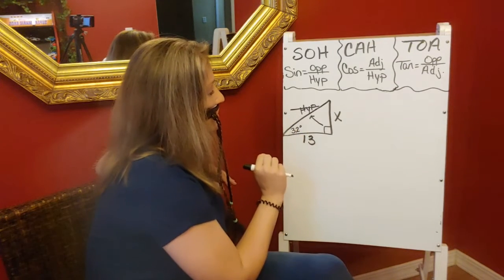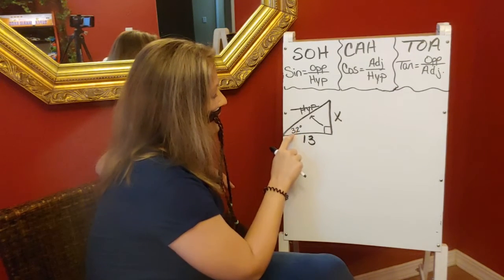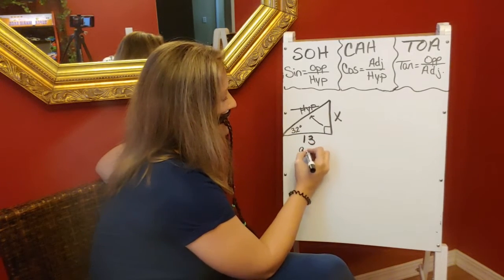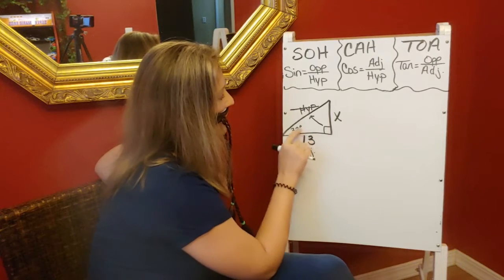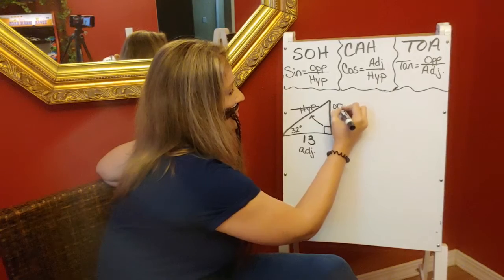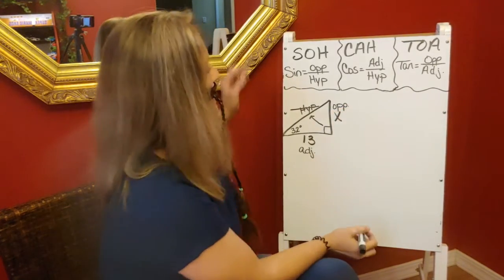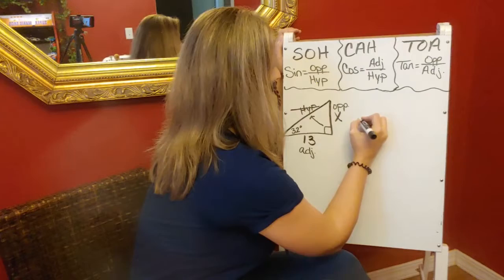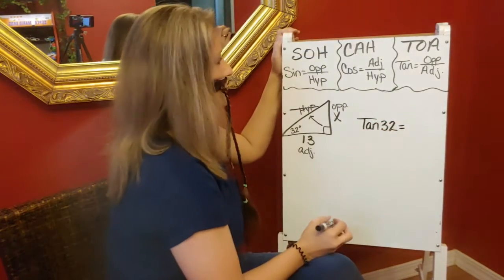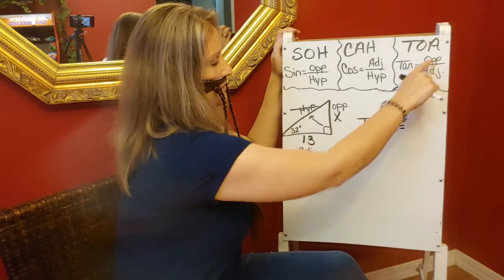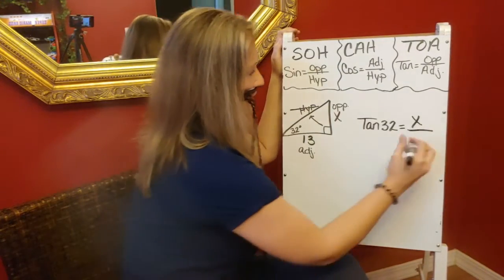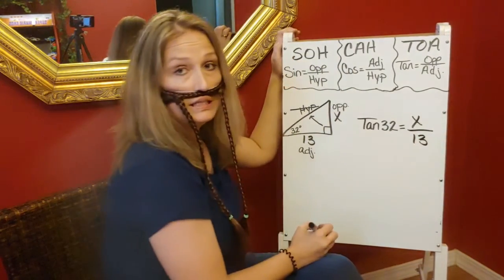So let's look at this 32 degrees. From 32 degrees, the side that helps make up that angle is 13. So I know this is my adjacent side. And opposite 32 degrees is my x. So this is my opposite side. So I'm going to use tangent. So the tangent of 32 degrees equals the opposite side, which is x, over my adjacent side, which is 13.